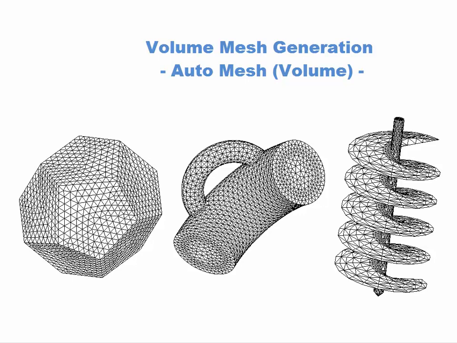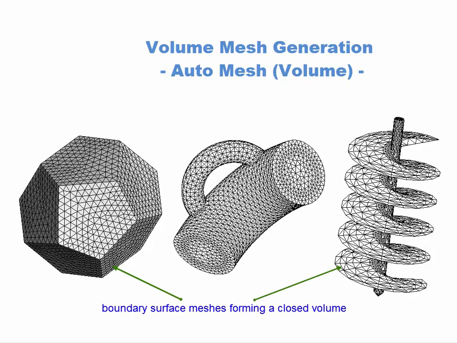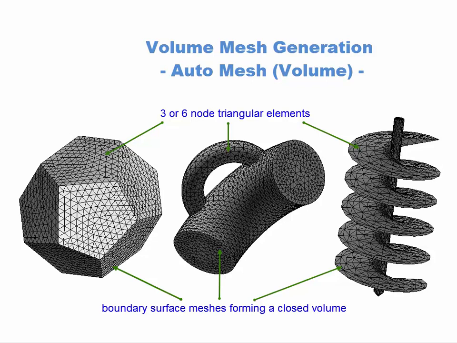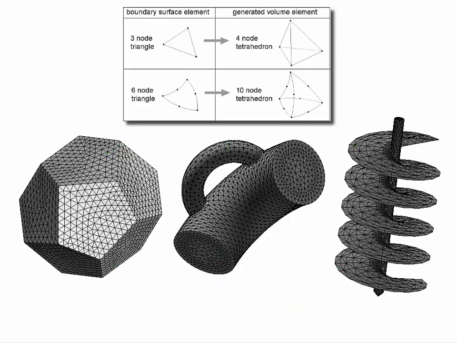Auto mesh volume designates a function of visual FEA to generate meshes in an unstructured three-dimensional space surrounded by surface meshes. The surface meshes should be composed of 3-node or 6-node triangular elements. There are no additional conditions for the shape of the boundary surface meshes, as long as they form a closed volume. If the surface meshes cannot form a closed three-dimensional space, the mesh generation will fail. Either 4-node or 10-node tetrahedral elements are generated, depending on the number of nodes in each of the surface elements.